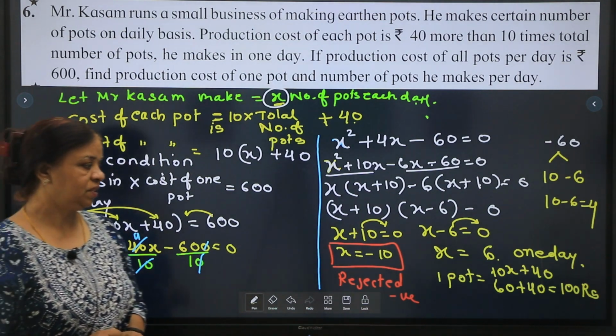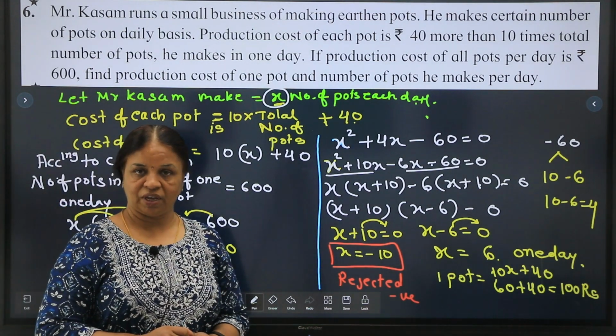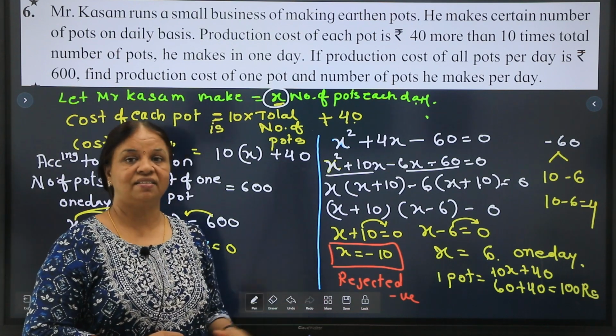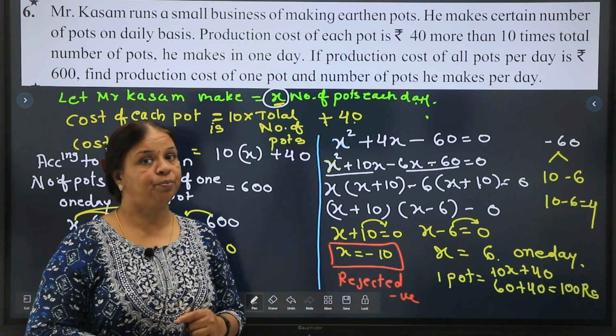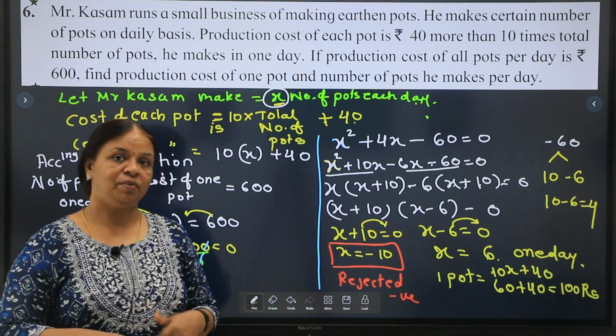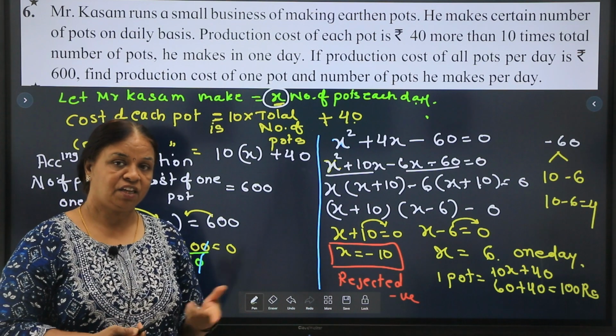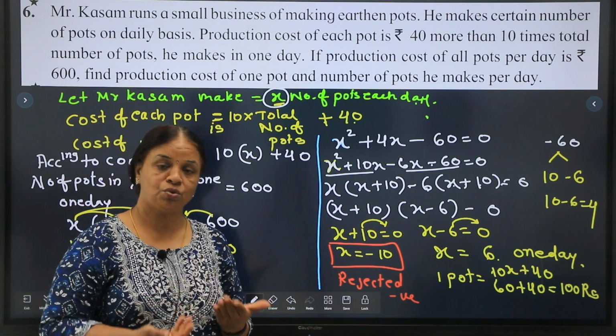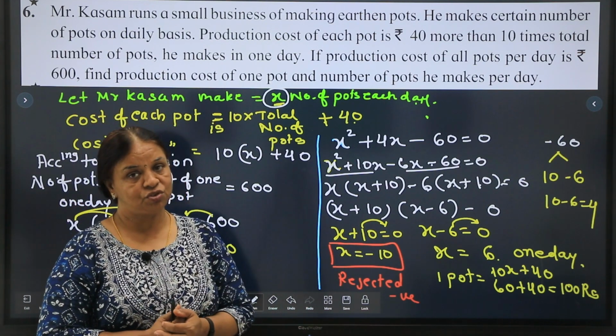So, children, you can pause the video and you can solve the sum. This completes the second video on word problems of quadratic equations. We will be moving to solve other sums in the next video, children.